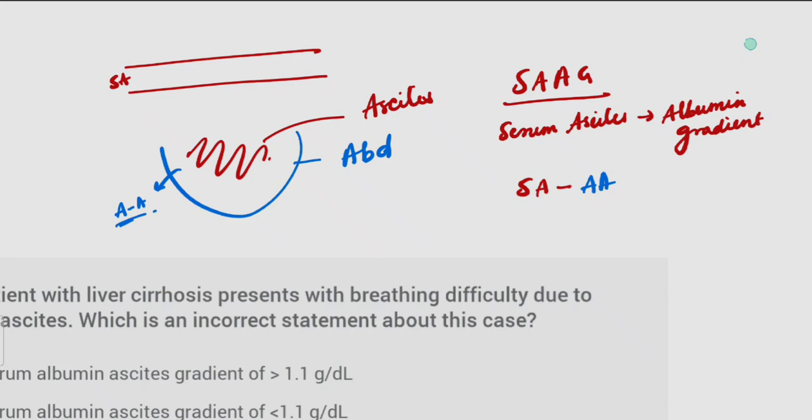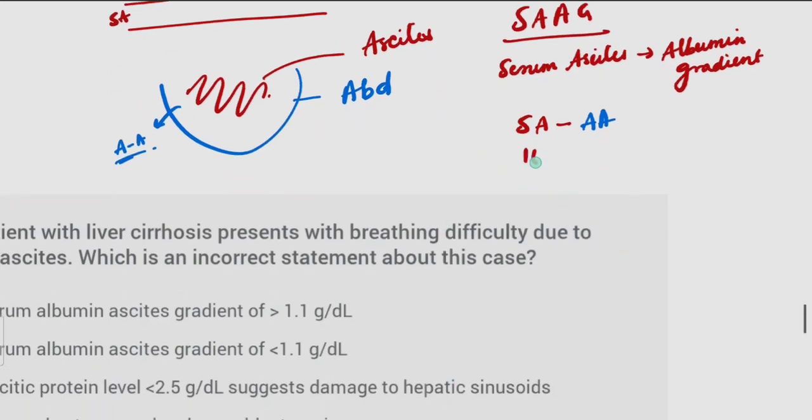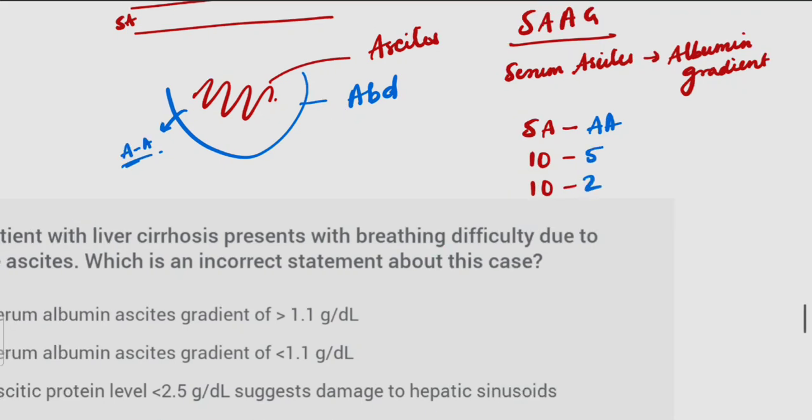So here what is happening is, imagine the serum albumin is 10 and the albumin gradient is 5. Now this is another case where it is 10 and the albumin gradient is 2. So here it's going to be 5, here it's going to be, I'll take another color. Here, can you see, when I see this, the albumin in the ascitic fluid is less, which means fluid is being accumulated, right? Albumin is not leaking, but fluid is leaking. Albumin comes here, that's why the gradient is high. 8 it is, right? That's why the gradient is high.